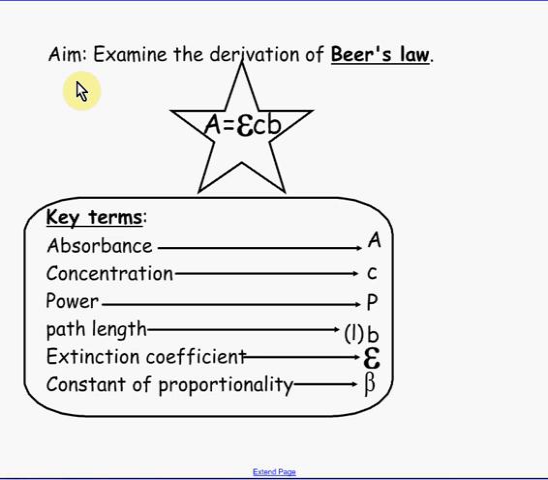Beer's law states that the absorbance is equal to the extinction coefficient times the concentration times the path length. A few concepts that you would need to know to understand this lesson are the absorbance, concentration, power, and path length, which is sometimes denoted as L. I will be using b in this lesson. The extinction coefficient is denoted by epsilon, and the constant of proportionality is denoted by beta.